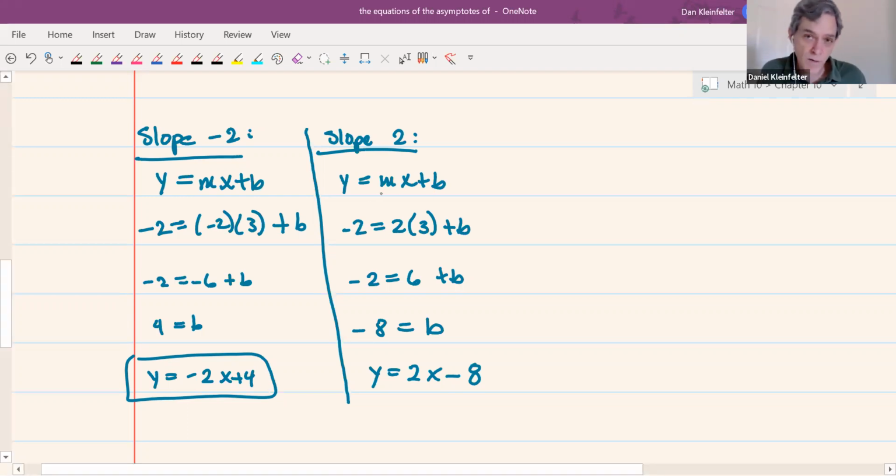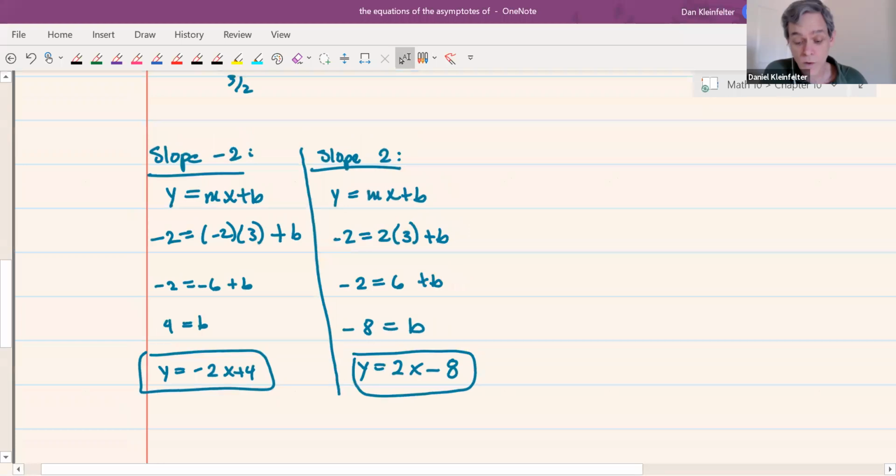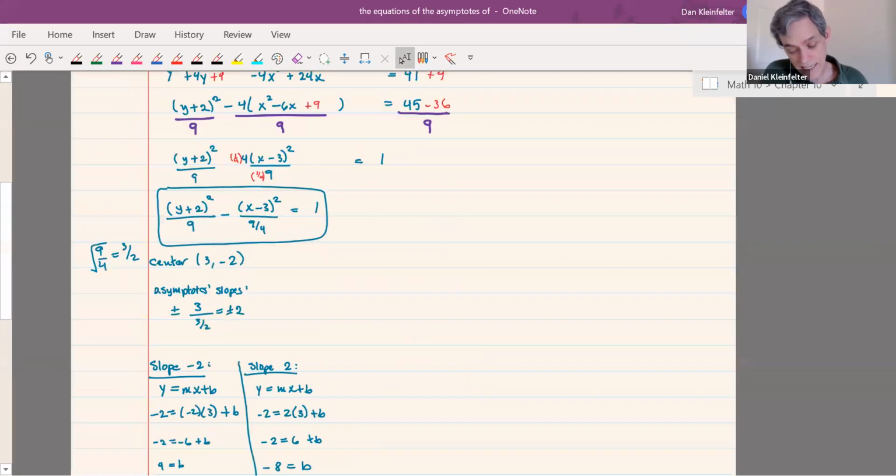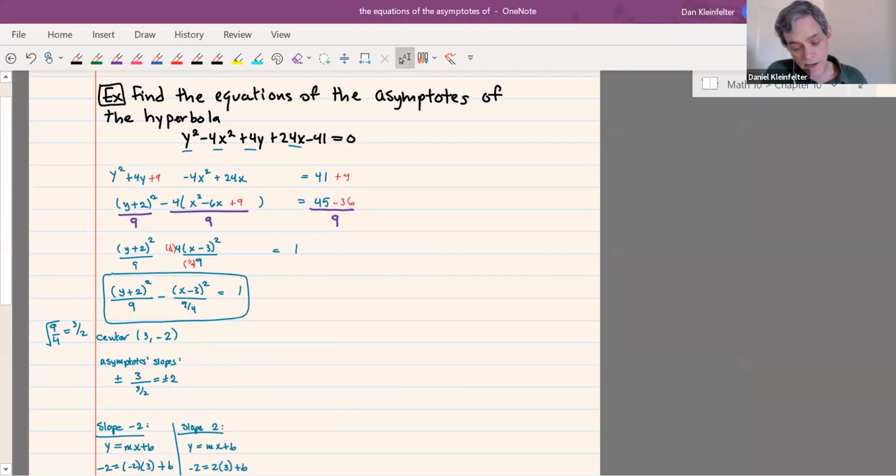We have our equation y equals mx plus b. I substituted the slope of 2 and the point (3, -2) that we know the line has to pass through. Going through the algebra, we found that the y-intercept was -8. So there are the equations of the two asymptotes. All right, so that was fun. That satisfies the requirements for the problem.